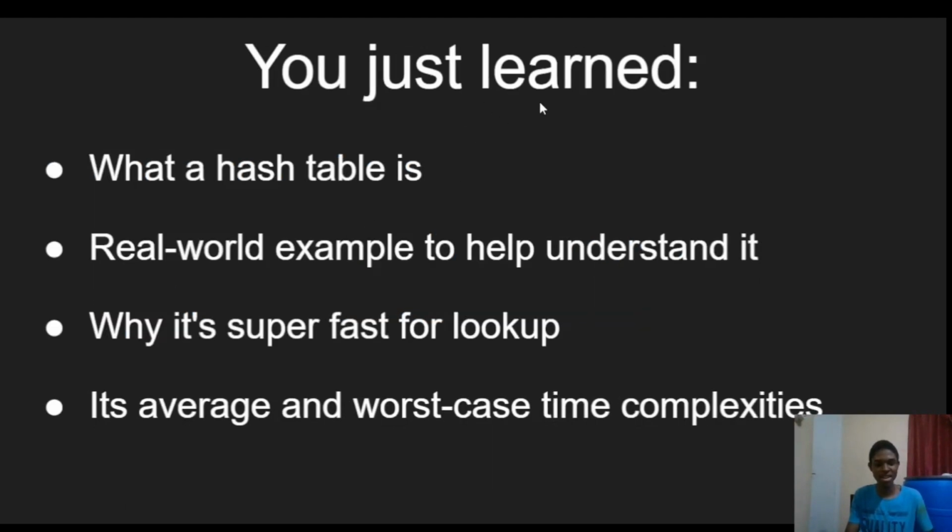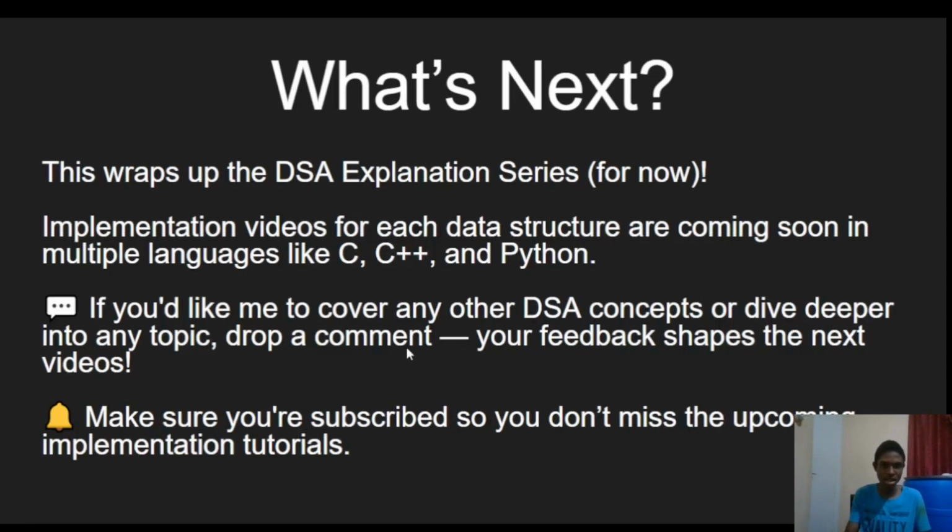So you guys just learned about what a hash table is, or what are hash tables, a real world example to understand it, why it's super fast for lookup, and its average and worst case time complexities. So what's next? This is the end of the DSA explanation series for now.